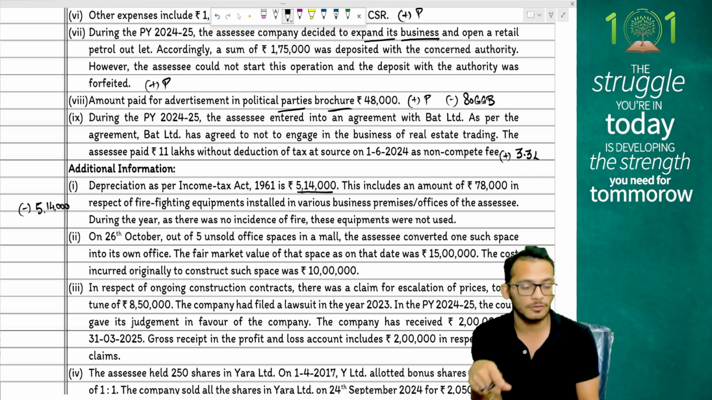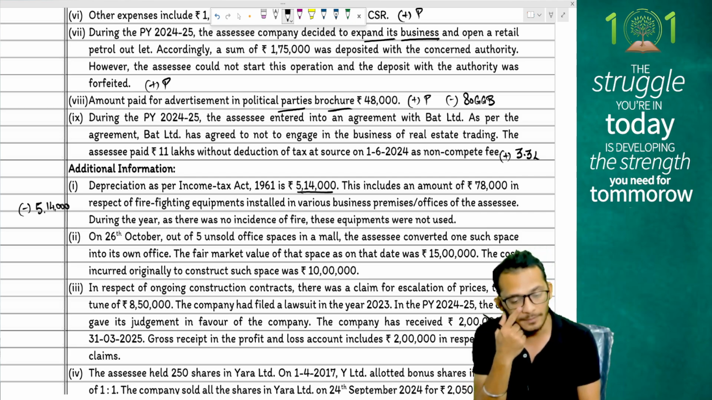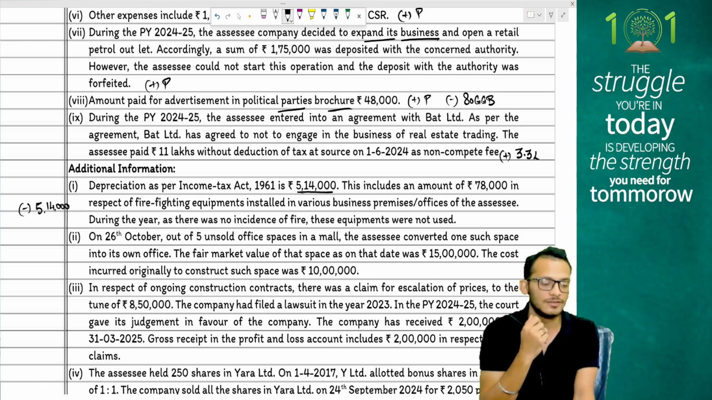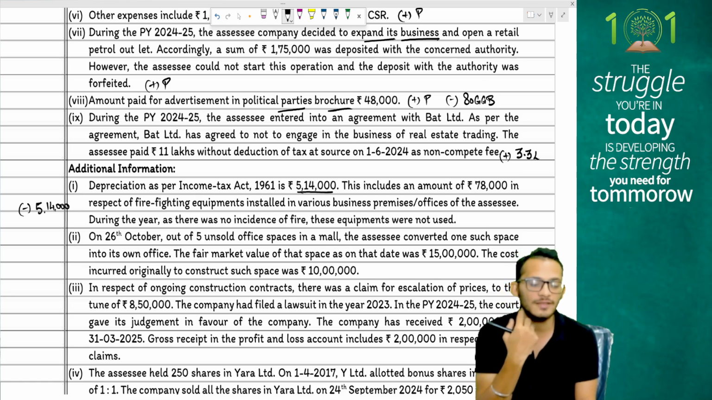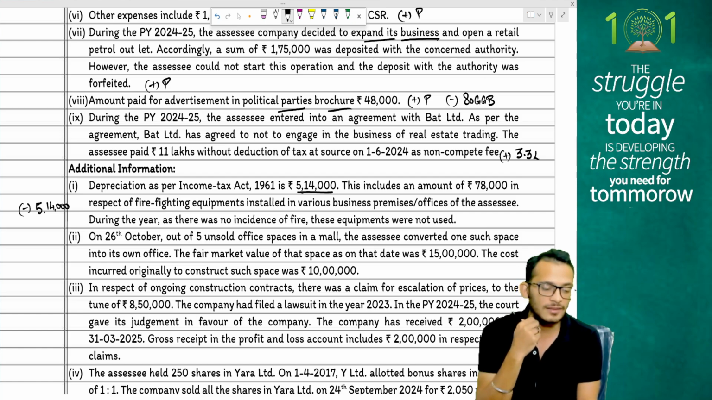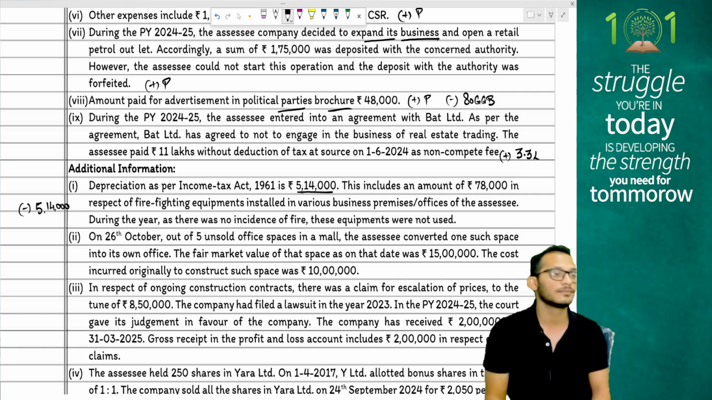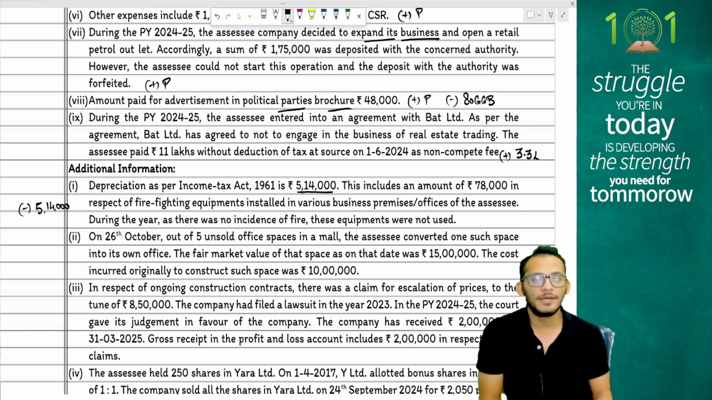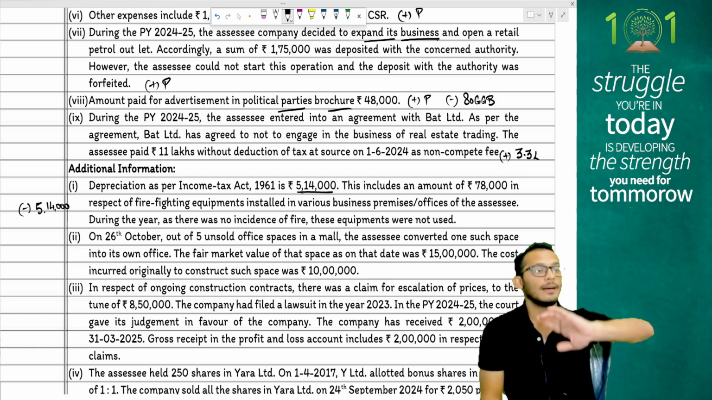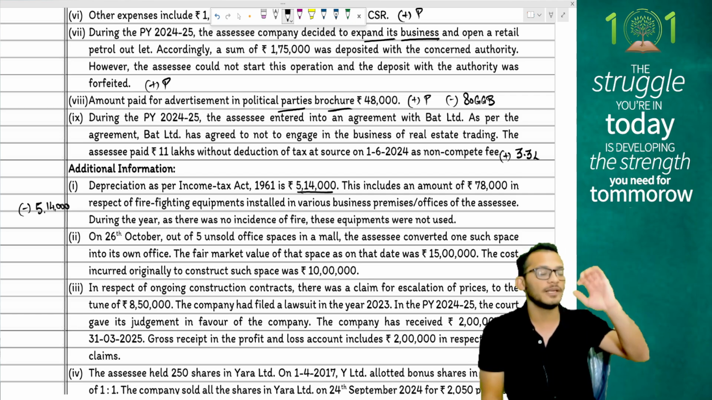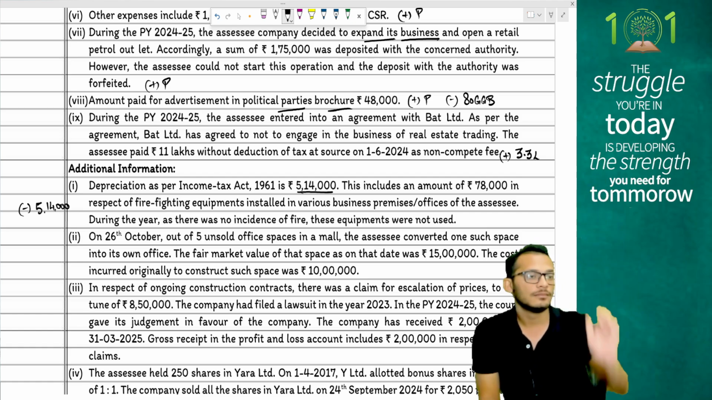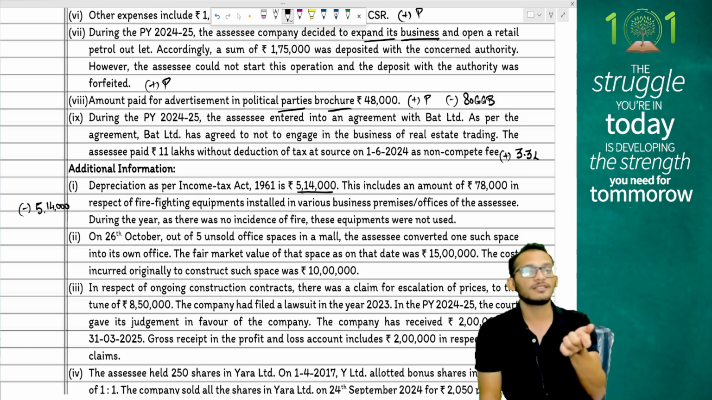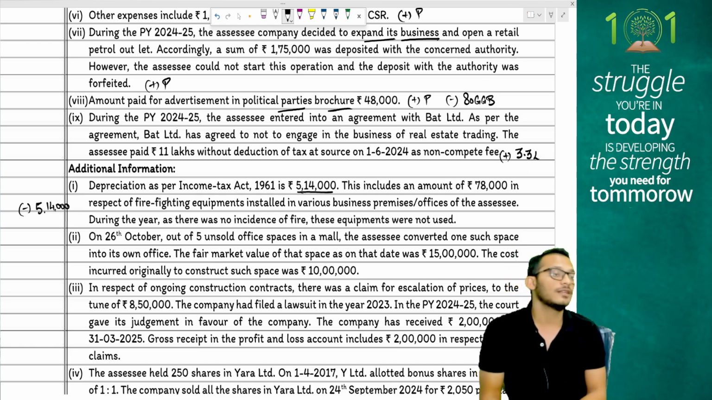On 26th October, out of 5 unsold office spaces in the mall, the assessee converted one such space into its own office. The fair market value of the space on that date was 15 lakh rupees. The cost incurred originally to construct such space was 10 lakh rupees. People, I had a premises which I have now converted into a capital asset. Stock in trade conversion to capital asset has 2 implications: first you'll have PGBP, then you'll have capital gains when you sell. You have not sold it, so the implication only happens at the PGBP stage. Notice this carefully, people.